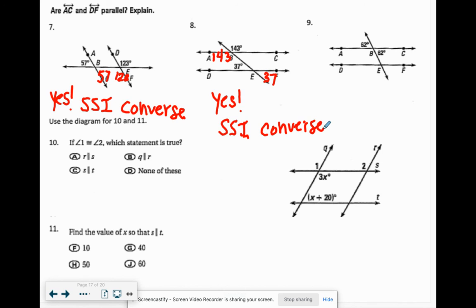Okay, number 9, what do you ladies think? Are those two angles in locations that help us show lines are parallel? No. So what kind of angles are those? Vertical, and that's not enough info. And even if you did more vertical, there would be all the same.